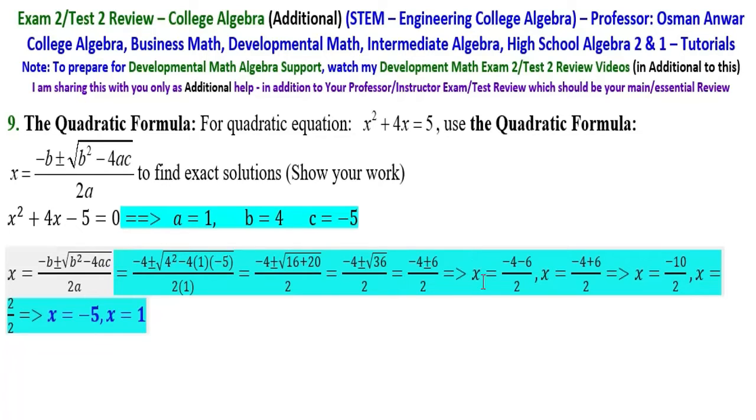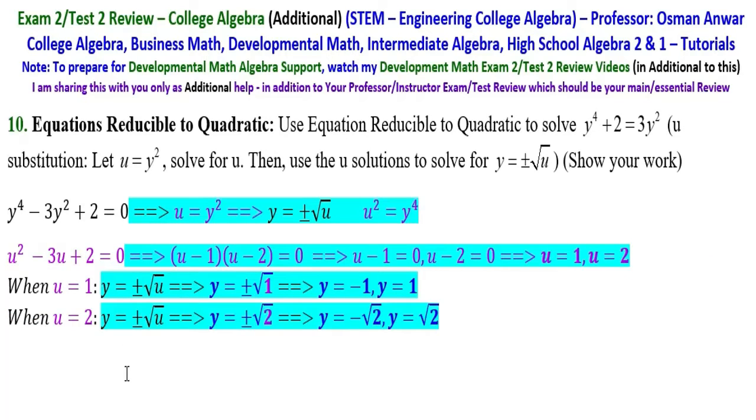So that means x equals minus 4 minus 6 over 2, or x equals minus 4 plus 6 over 2. That is x equals minus 10 over 2, or x equals 2 over 2. That means x equals minus 5 or x equals 1 is the solution.